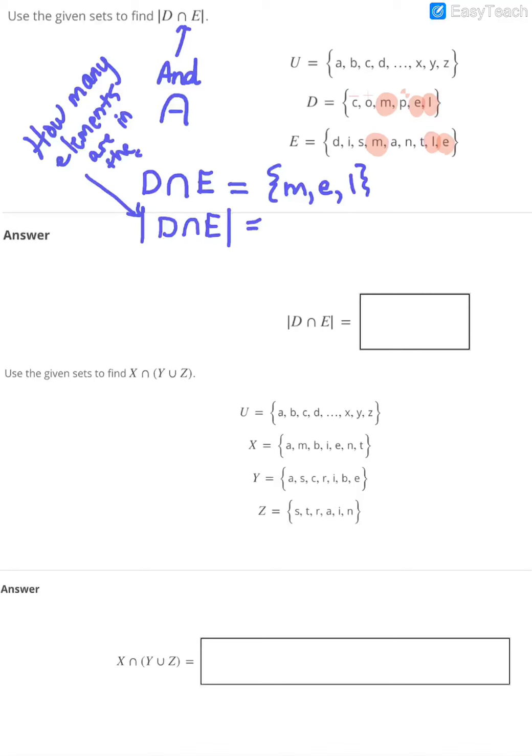And so if I look at my set, I have 1, 2, 3 elements. So my final answer here would be a 3.